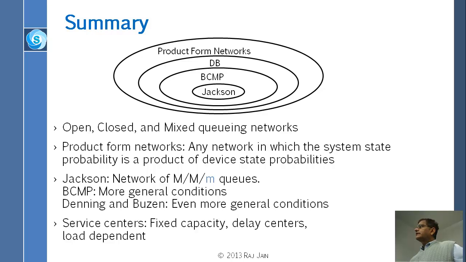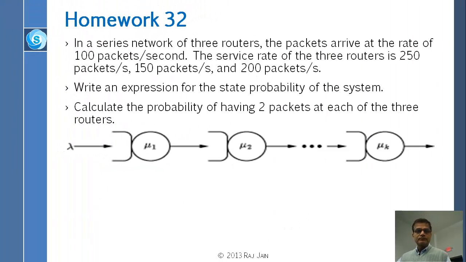And then we learned that there are three kinds of networks: open, closed, and mixed. And then we learned about three kinds of service centers: fixed capacity, delay centers, and load dependent. Now none of this is exhaustive, in the sense that there are other kinds of complications in the service centers, as well as other kinds of networks. Why I selected this particular subset of what is in the book is because this is what we need for the next chapter. Okay, and so with that, let's see the homework.